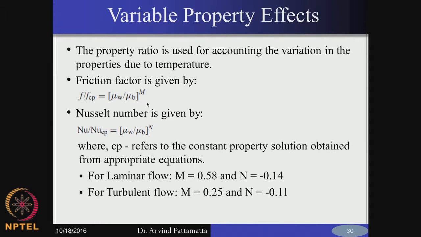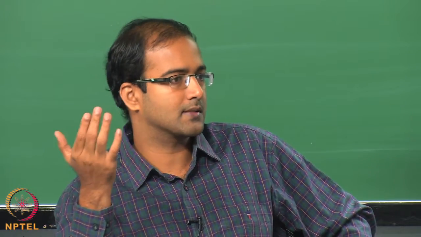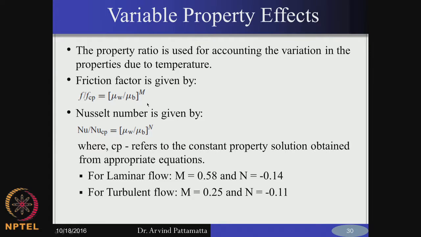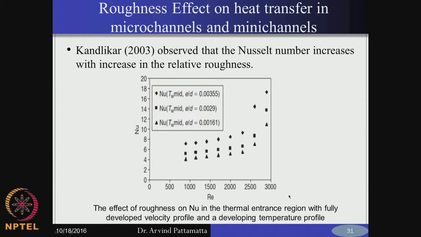Even in macro channels, our assumption of uniform or constant property is not accurate. Suppose you have very high heat fluxes, the wall temperature will be quite large compared to the bulk temperature. In those cases you correct your friction factor, because of the non-uniformity in the viscosity, and you correct your Nusselt number based on this, but these are all just empirical correlations.